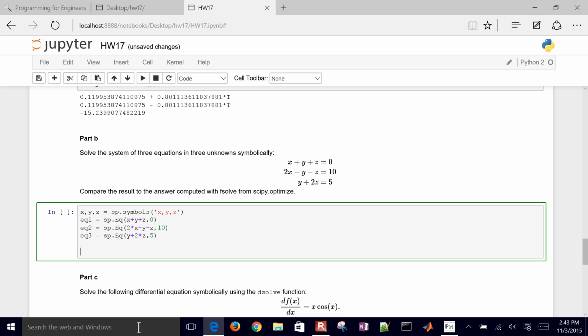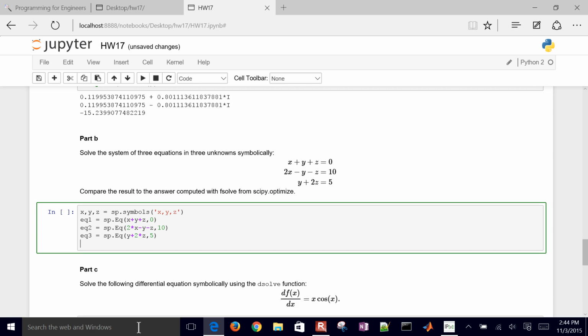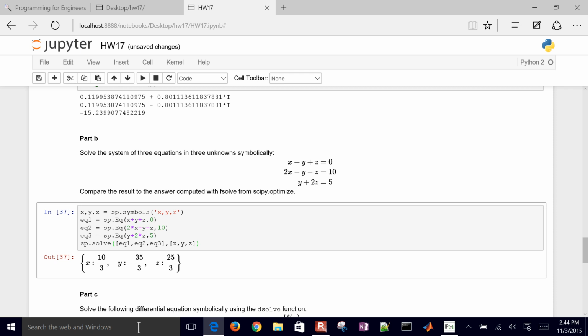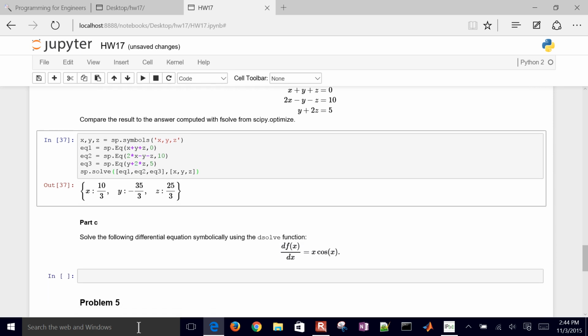Now to solve this, I'm going to use the SymPy solve command, and I'm going to have equation 1, equation 2, and equation 3 separated by commas. Then I want to solve for x, y, and z. So I put what I want to solve for right here, and the three equations on the left-hand side. That should give me a solution. It tells me what x is, what y is, and what z is as well. So that's how I use solve.